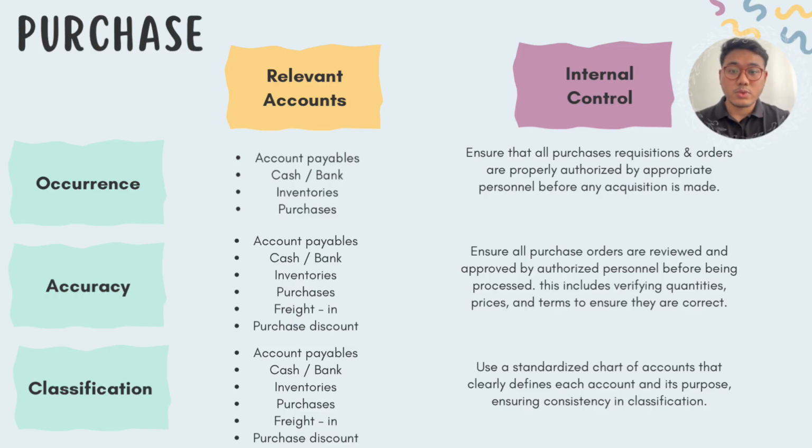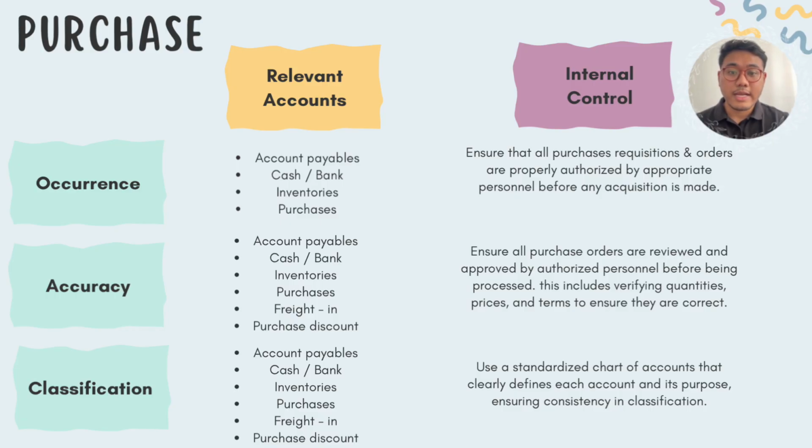Next, we go to accuracy. Accuracy ensures that the purchase transactions are recorded at the correct amount. The relevant accounts related to accuracy are accounts payable, cash or bank, inventory, purchases, freight in, and purchase discount. The corresponding internal control involved is reviewing and approving all purchase orders by authorized personnel before processing happens. This includes verifying quantity, price, and payment terms to ensure that everything is correctly stated. This process helps eliminate costly errors and ensures our financial records are precise.